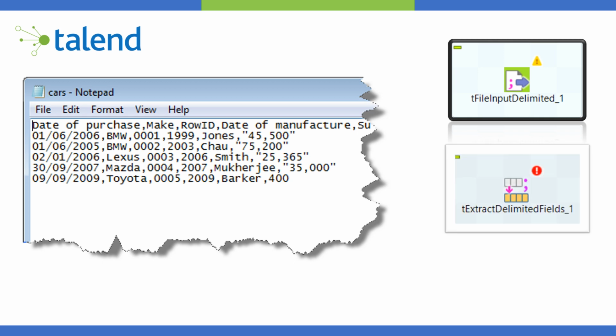The second thing is, sometimes we have the data already inside the flow of the Talend integration job. So for that we need t extract delimited fields. It means this component is going to get a string of data, and then it's going to output multiple fields based on the delimiter.